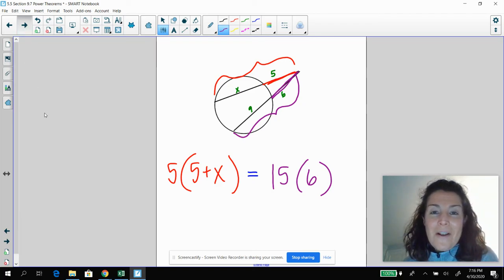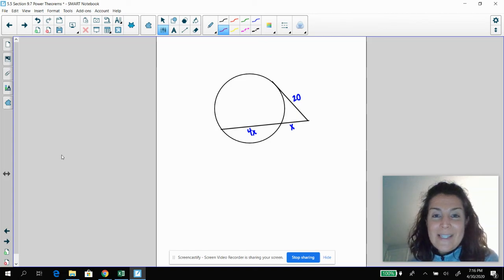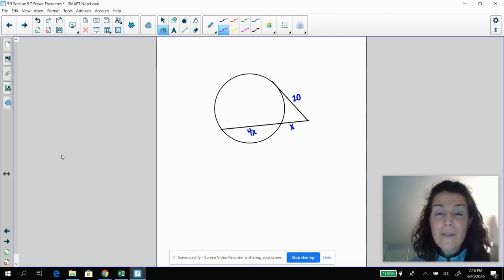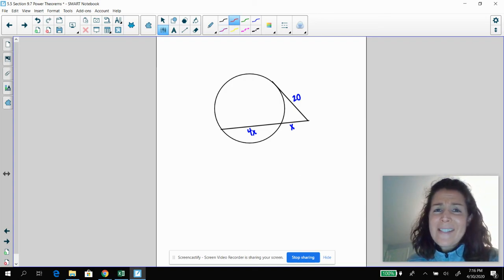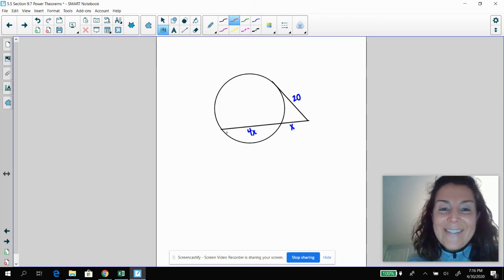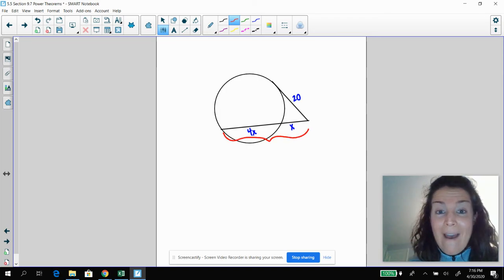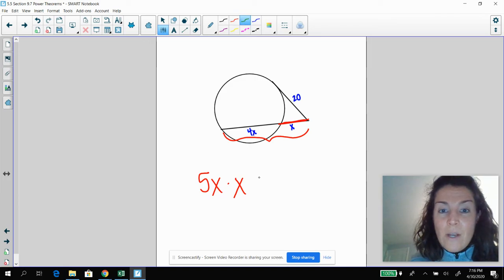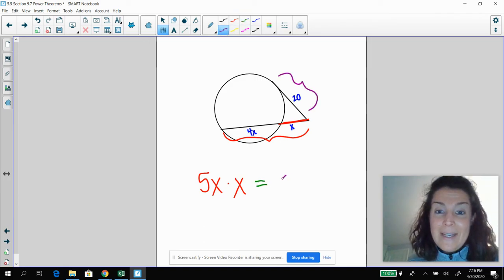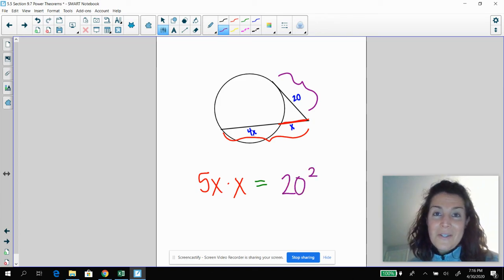All right, last one, and then I'll let you guys go. So this is secant tangent. So remember, the whole thing times the outside is equal to the whole thing times the outside. Pause the video and then come back. All right. Did anyone say 4x times x? Okay, so the whole thing is 5x. So it's going to be 5x times the outside, which is x, and then equals the whole thing times the outside, which is just 20 squared. And then you would do it out, you'd solve for x, and you're done.